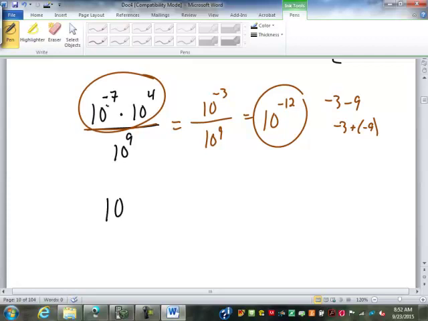Yep, when you multiply, you're adding the powers. So negative 7 plus 4 is negative 3. And when you're dividing, you're subtracting. So negative 3 minus 9 is negative 12. It does get tricky because the division, especially with the subtraction, is tough with the negatives.